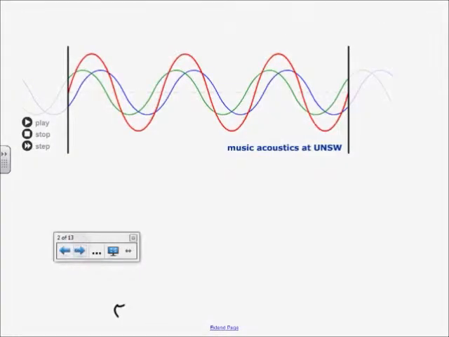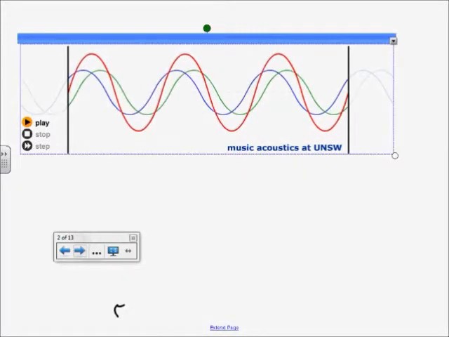Right, we've got another little animation here. It shows much the same as the previous one, except I can run it within the notebook software.